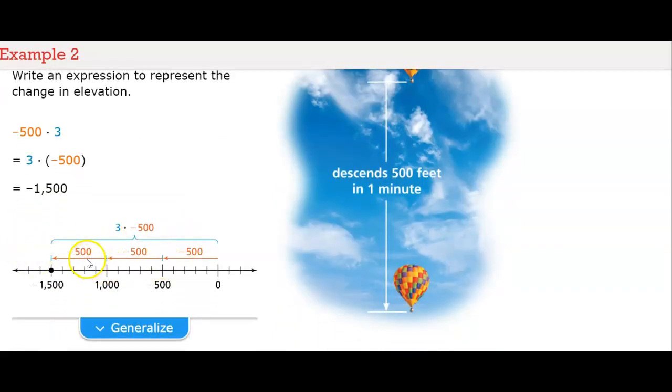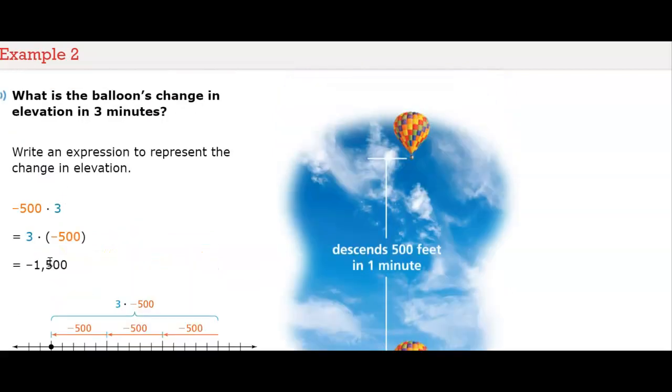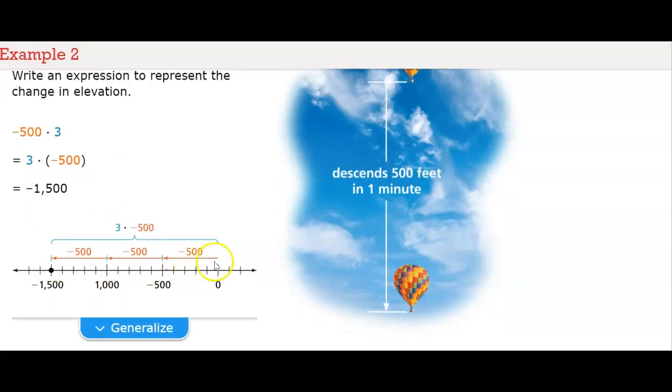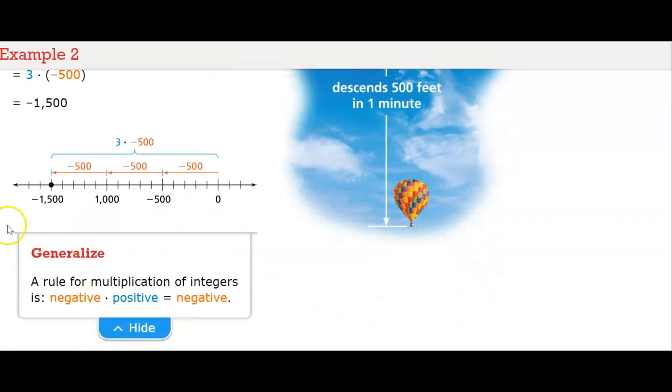Here they show you it on a number line. You start at the 0, and then it keeps going backwards, negative 500 feet. So you see the descension all the way to negative 1,500. You can generalize that for multiplying integers, if it's a negative times a positive, it will always equal a negative.